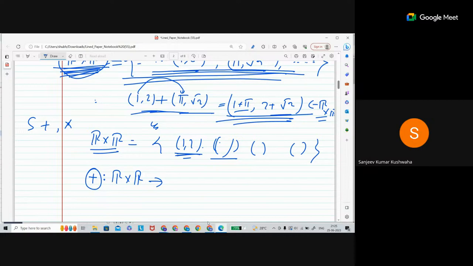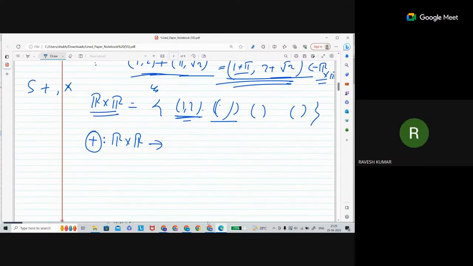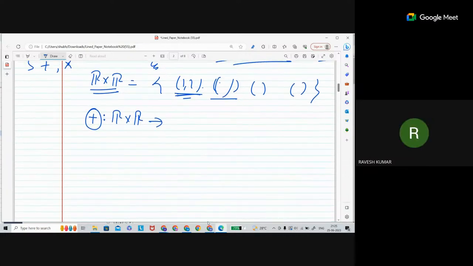Thank you. Now, sir, one thing I would like to ask: is plus a function, or does it work like an operator? So, yeah, see, it is actually a function, you can name it as an operator. It is actually doing something, no? Operation is doing some work. So, you can name it as an operation also.